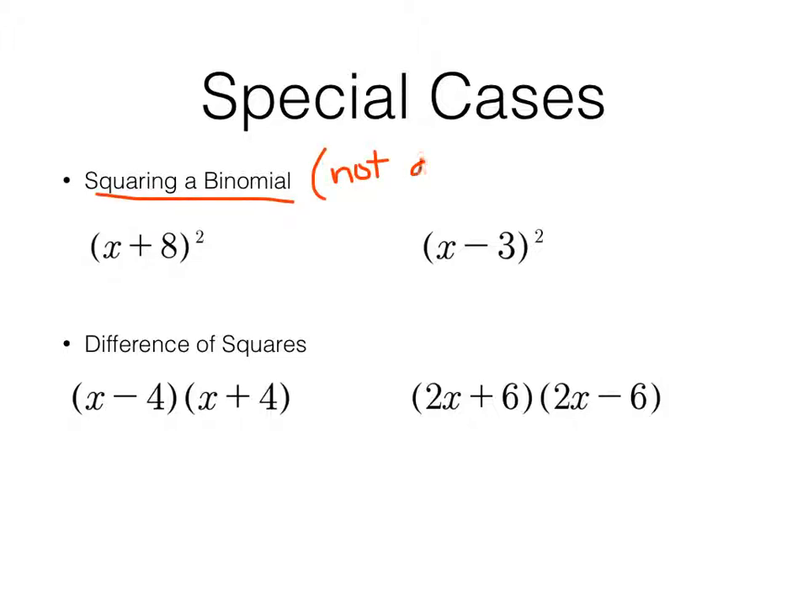This is not distributive. A lot of kids want to make this x squared plus 64 and x squared minus 9. That is incorrect. This does not equal x squared plus 64. You are not squaring each part. No, no, no. In fact, what you're doing instead is you are still multiplying a binomial by itself. So let's write it out. X plus 8 times x plus 8.